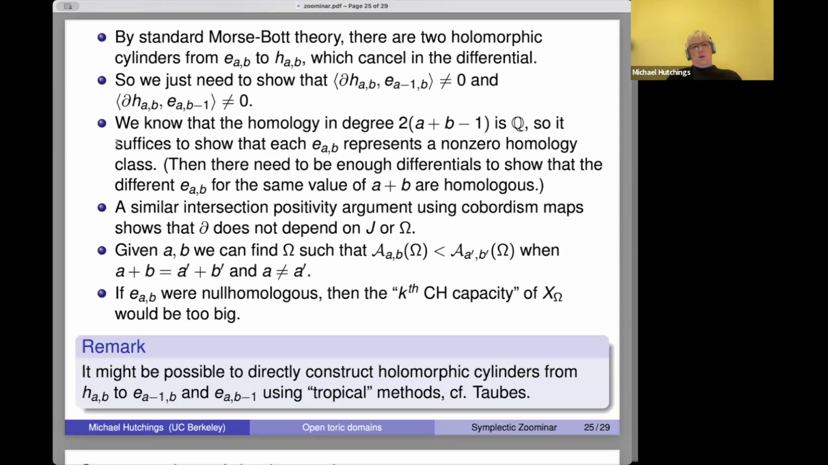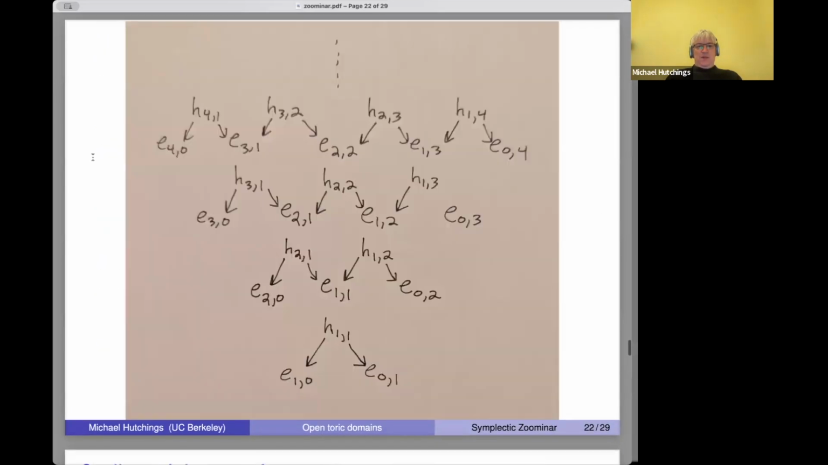So we know by invariance of cylindrical contact homology that the homology in each positive even grading is Q. And then it's enough to show that each of these EABs represents a non-zero homology class. I didn't completely explain it, but if you go back and look at this picture, if you delete any of these arrows, then some of one of these.